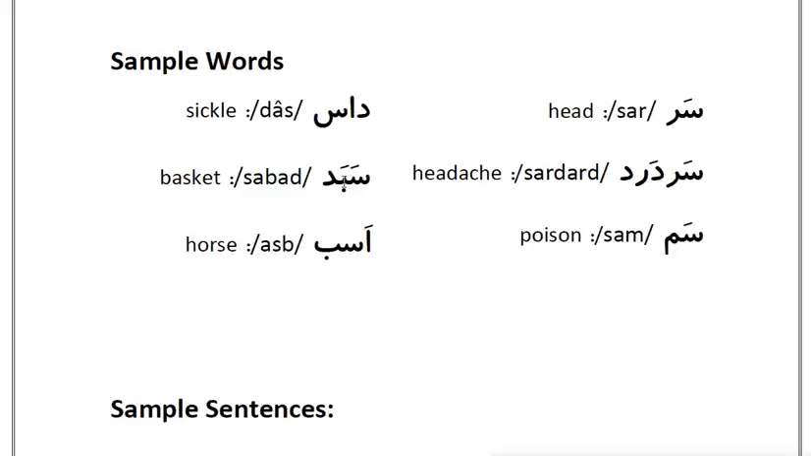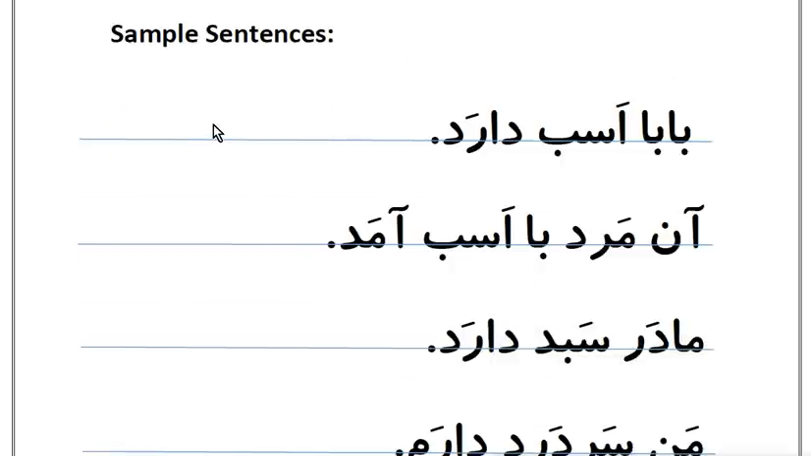Next one is sabad. These are short vowels. We practice later. This one is asp. Asp, remember that Aleph has four sounds. This one is a. Asp means horse.